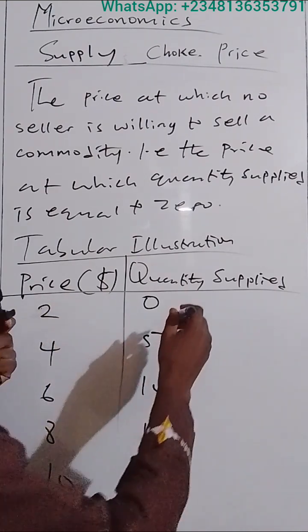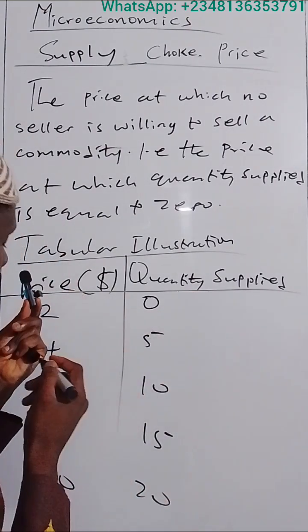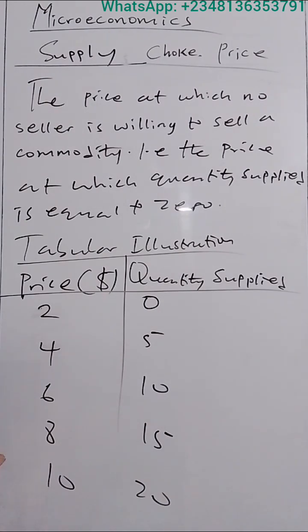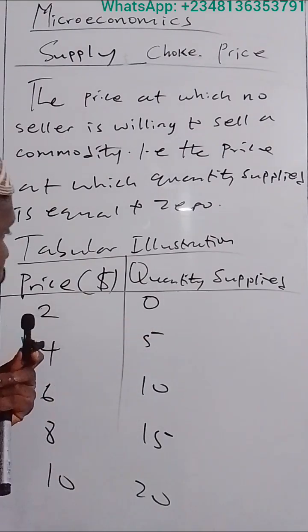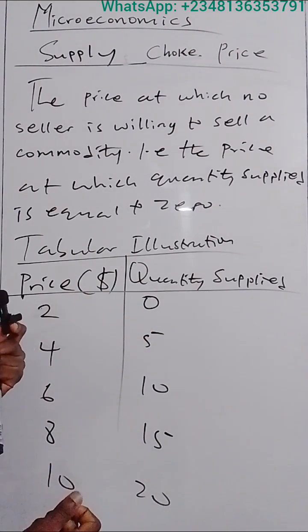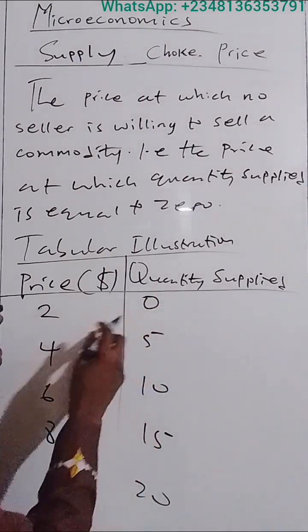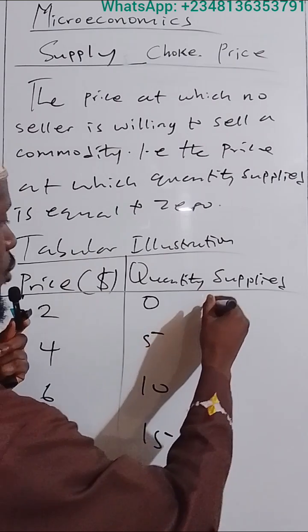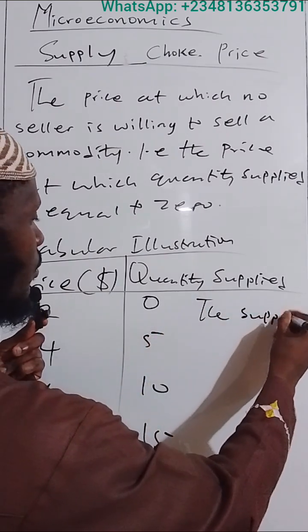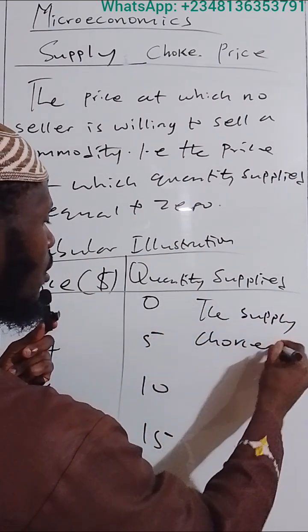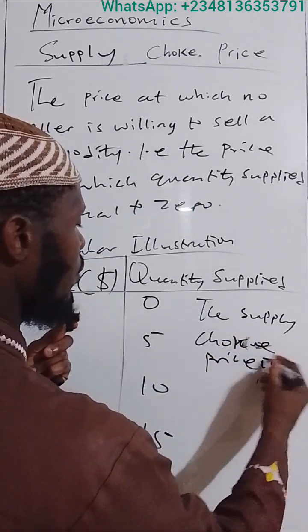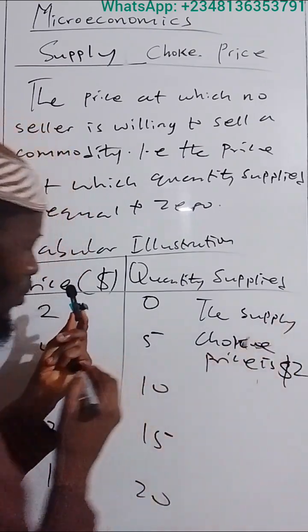So therefore, don't forget, the supply choke price is the price at which the quantity supplied is equal to 0. Look here: at what price do we have the quantity supplied equal to 0? You can see that we have it at the price equal to $2. So the supply choke price is $2. You can see it's very simple.